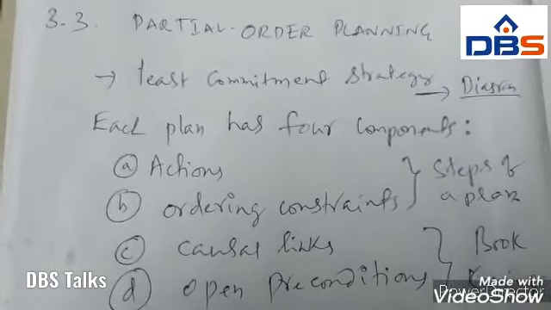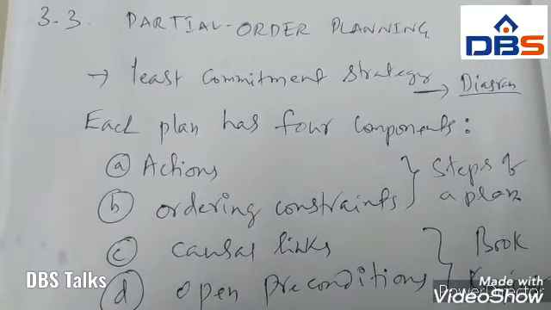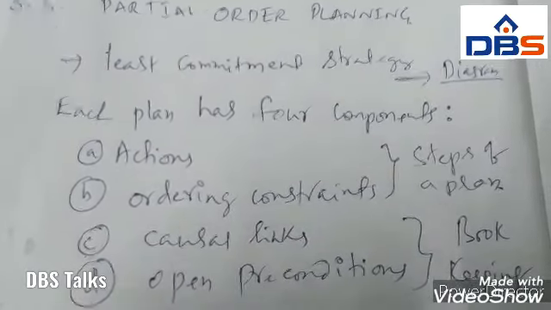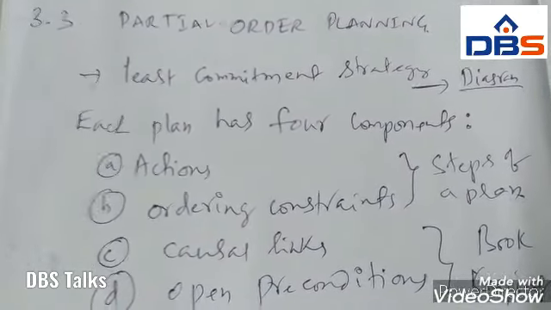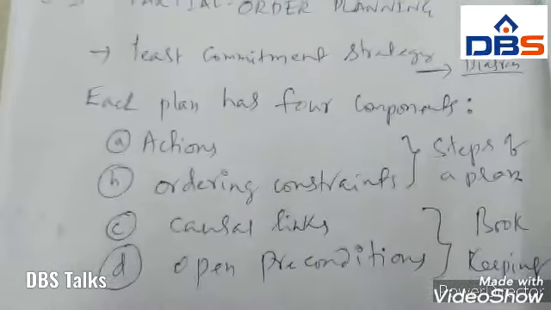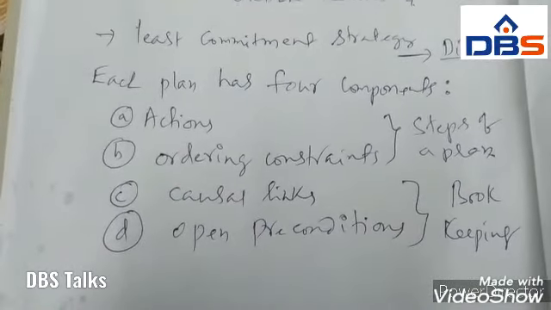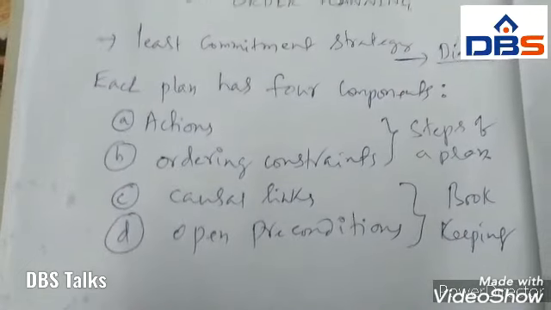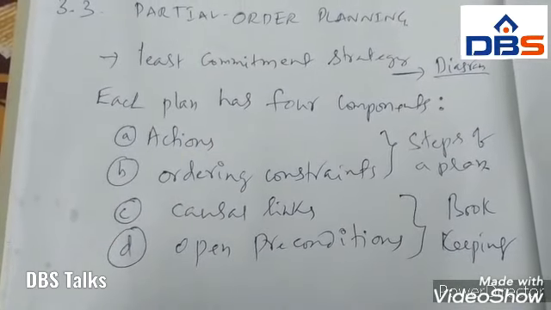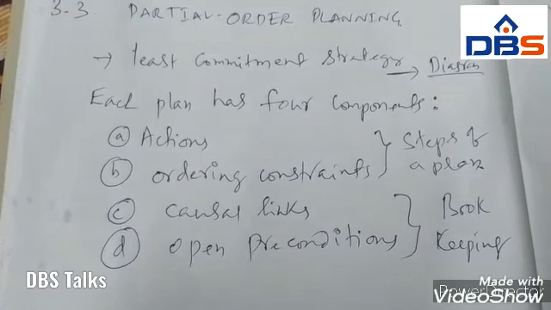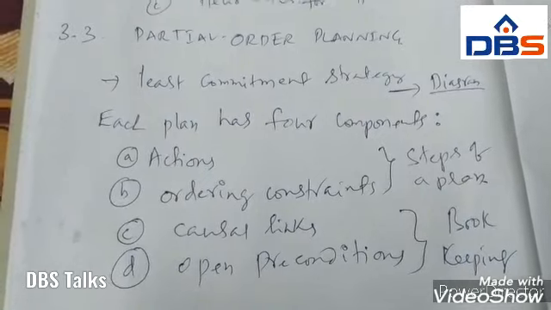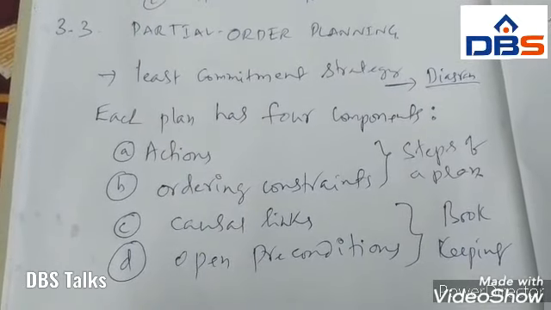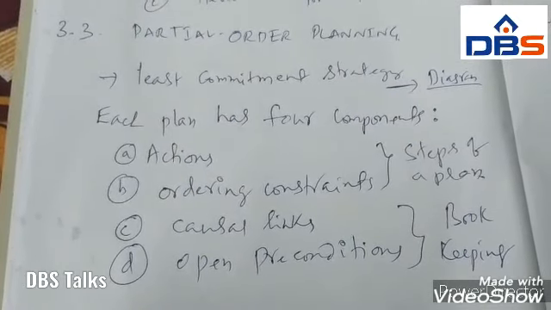Here finally we are considering a consistent plan. A consistent plan is one in which there are no cycles in the ordering constraints and no conflicts with the causal links. Those plans are called consistent plans. A consistent plan with no open preconditions is a solution.